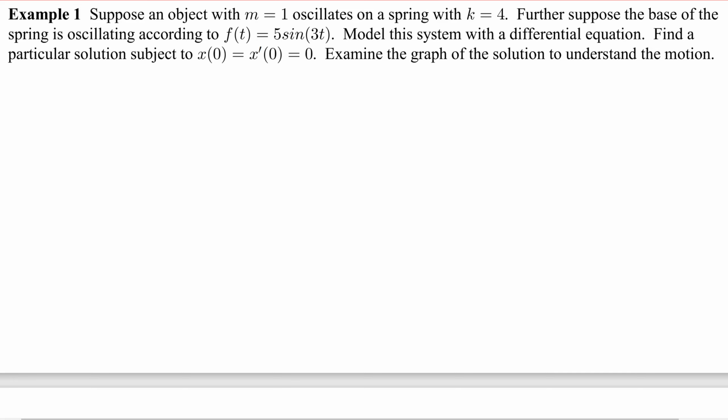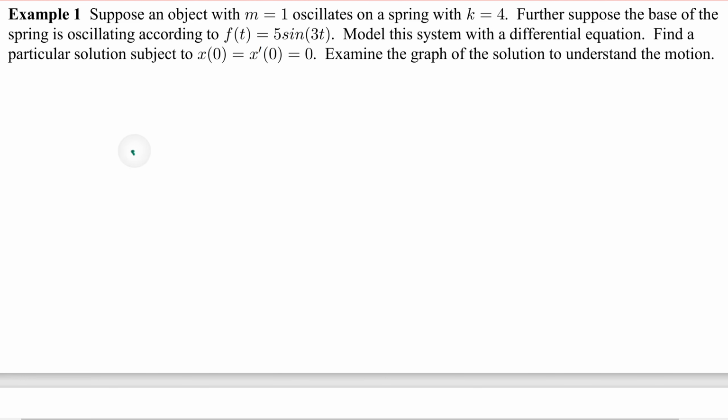Let's try example 1. Suppose an object with m equal 1, mass equal to 1, oscillates on a spring with spring constant k equals 4. We're keeping it really simple here, not even introducing units. Further, suppose the base of a spring is oscillating according to f of t equals 5 sine of 3t. Model this system with a differential equation. Find a particular solution subject to x of 0 equals x prime of 0 equals 0. Then examine the graph of the solution to understand the motion.